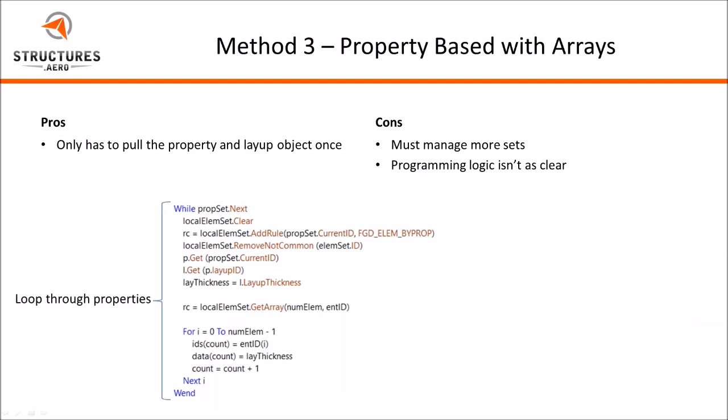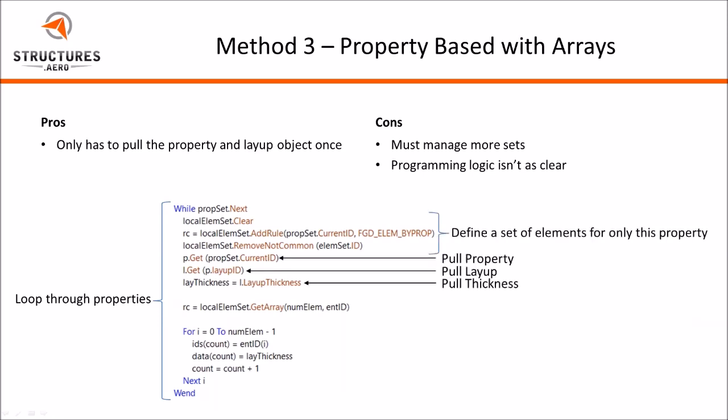However, we'll get to it in a minute here, but there's this get array function in the middle, which is going to help us. So the top of this is identical. For each property, we don't change. We still need to somehow get to that layup thickness, which means we have to pull a layup, we have to pull a property to get through the IDs we need to pull the thickness.